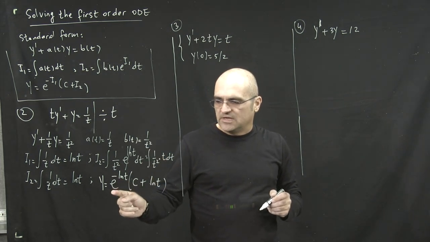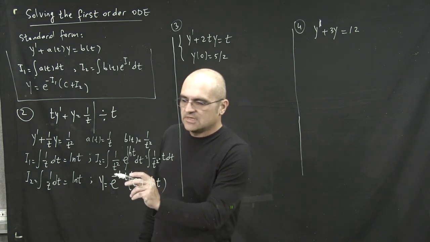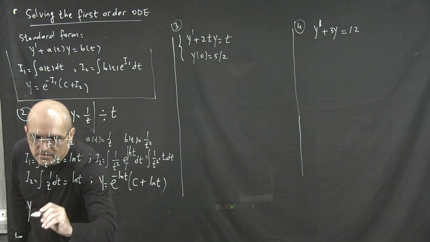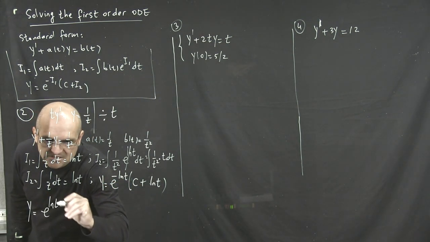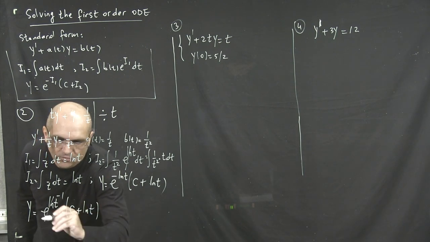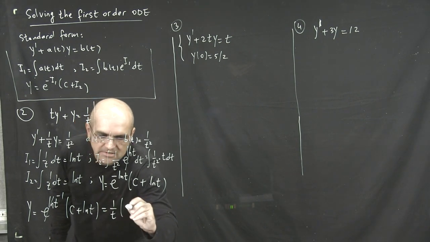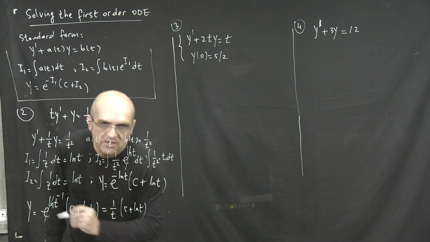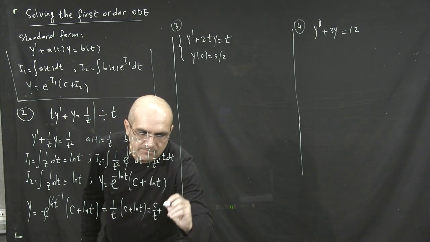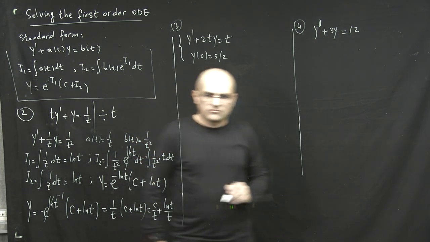You can't cross e with the ln like that. You got to bring the exponent of the natural log inside the natural log. So that means y equals e to the ln of t to the negative 1, times c plus ln of t, and only then you can cross out e with the ln. So that's 1 over t times c plus ln of t. You can leave it like that, or you can distribute 1 over t, and this becomes c over t plus ln of t over t.